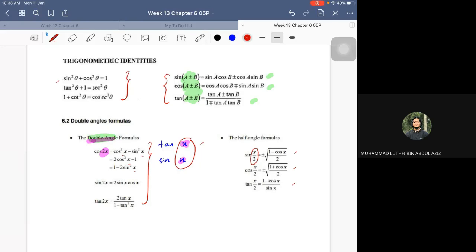Untuk sin dengan cos, memang dia datang dengan plus or minus. Maknanya bila you tukar dia, sin x per 2 atau cos x per 2 dalam bentuk half angle pakai formula ni, memang you akan ada 2 square root. Satu square root tambah, satu lagi is going to be a negative of the square root.